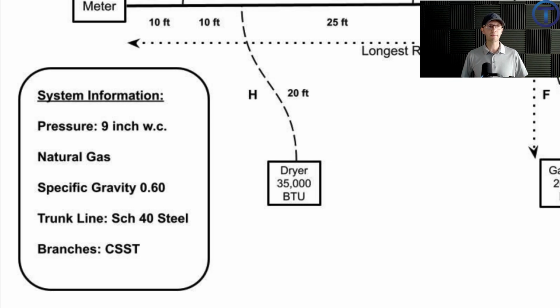Other important system information on this one, we have a pressure coming in at 9-inch water column using natural gas with specific gravity 0.60. Again, the trunk line is Schedule 40 steel, and all the branches are CSST.